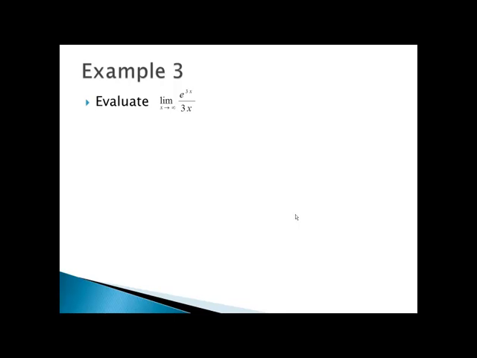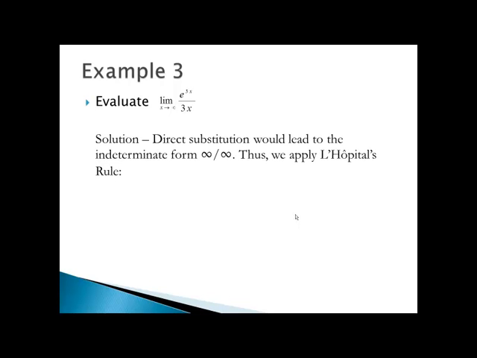This time I'm asked to find the limit as x approaches infinity of e to the 3x divided by 3x. This time, direct substitution would lead to the indeterminate form infinity divided by infinity. As x gets larger and larger, so does the numerator and the denominator, but I can still use L'Hopital's rule for this indeterminate form.